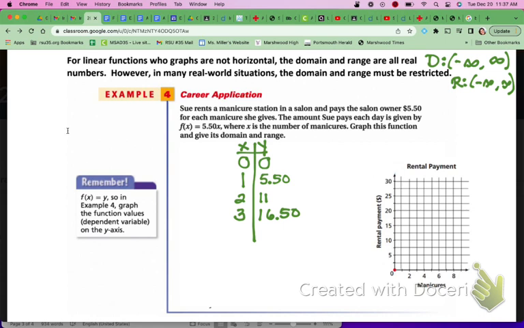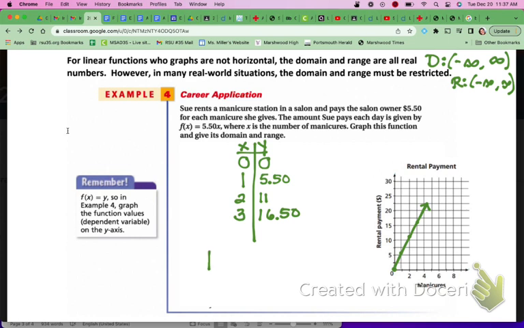So we've got 0, 0 down there in the bottom. We've got 1, 5.50. Ooh, where's that about? Like right here, you think? 2, 11. Maybe right about there. And then 3, 16.50. I don't know, estimate it. And then connect with a line. Make sure you put an arrow at the end. Why am I going to put an arrow on the right side of my graph? Because it's just going to keep on going, right?